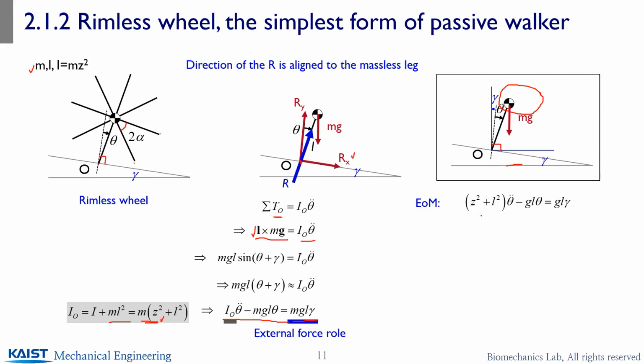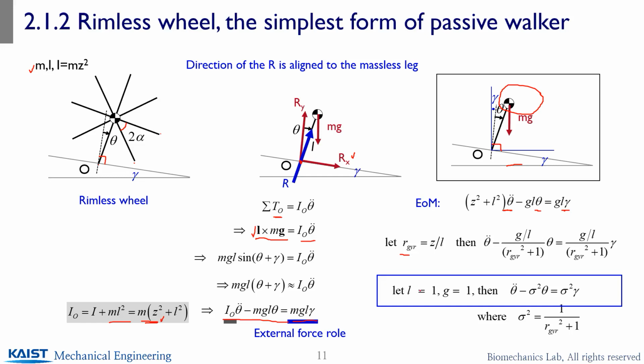So your equations of motion will look like theta double dot, minus theta, and the external force. And if you have a normalized ratio of the radius of gyration with respect to leg length, and then set the parameters simply, like L equals 1 and g equals 1, then your equation of motion for the inverted pendulum is simply theta double dot minus sigma squared theta, where sigma is defined here, plus the gamma term, the external force term. So that's the equation of motion of this rimless wheel when the spoke has an initial rotation.